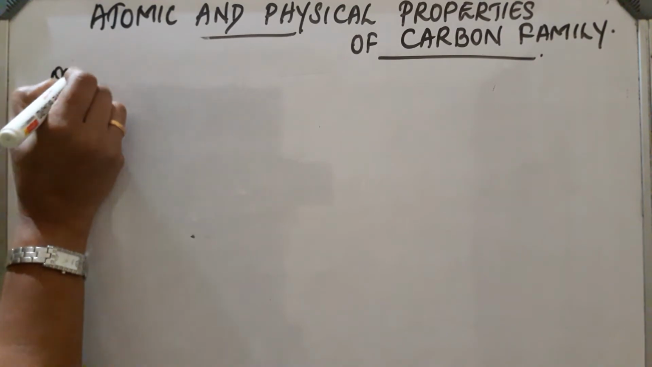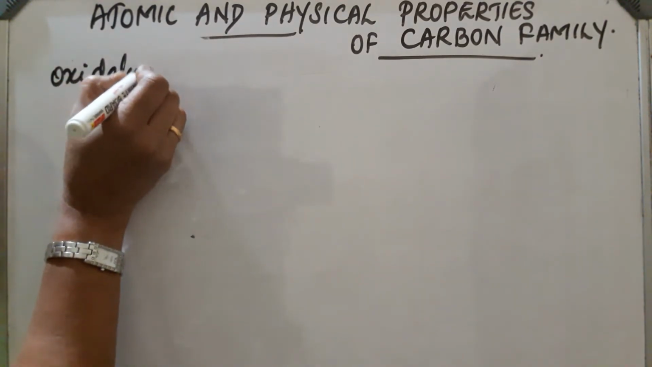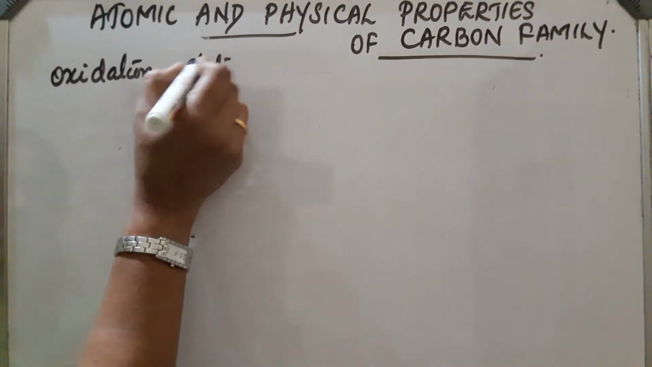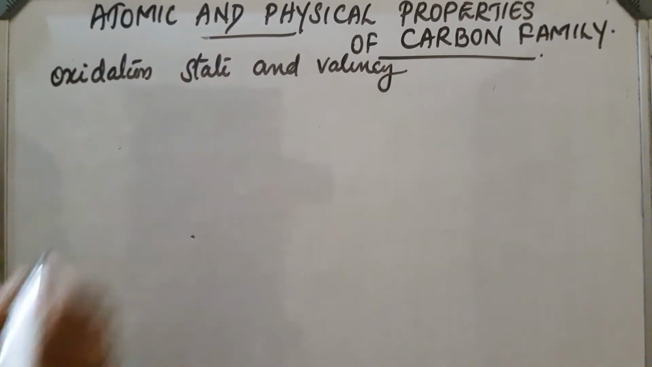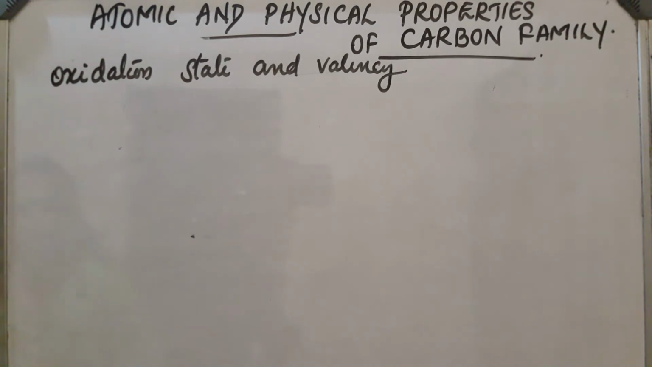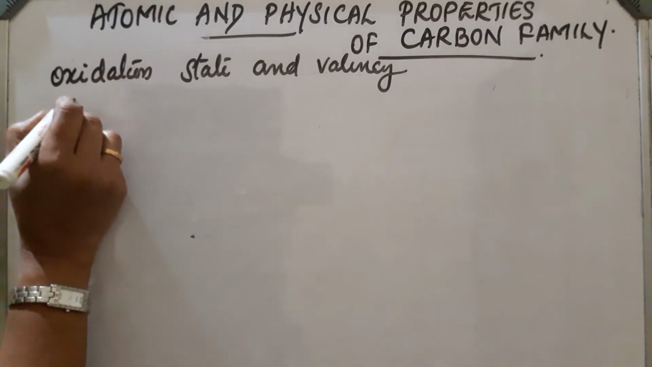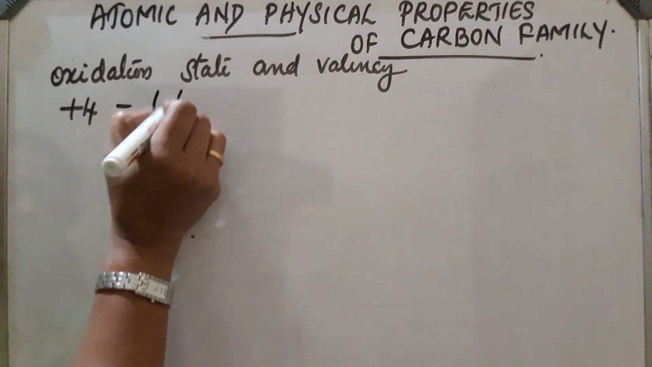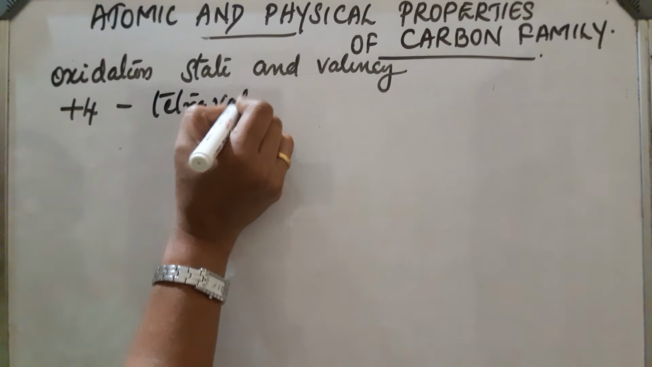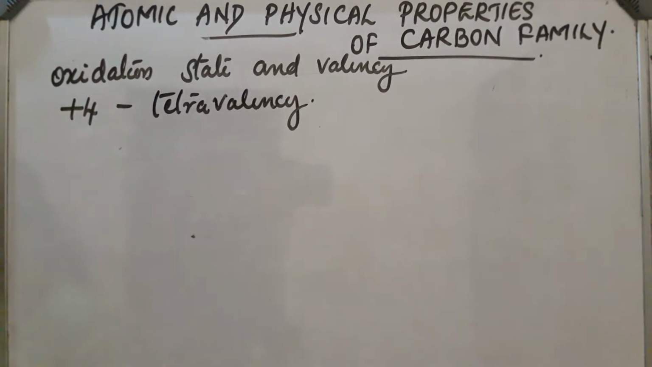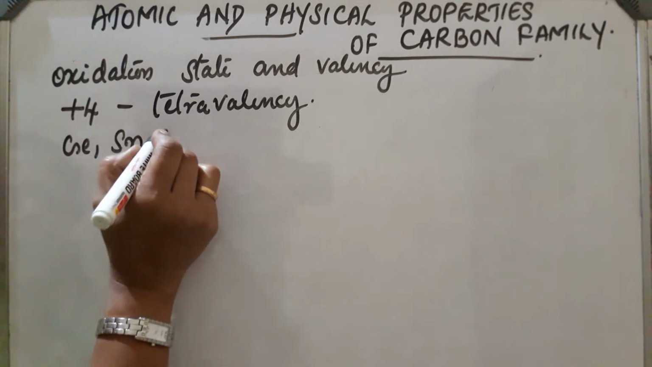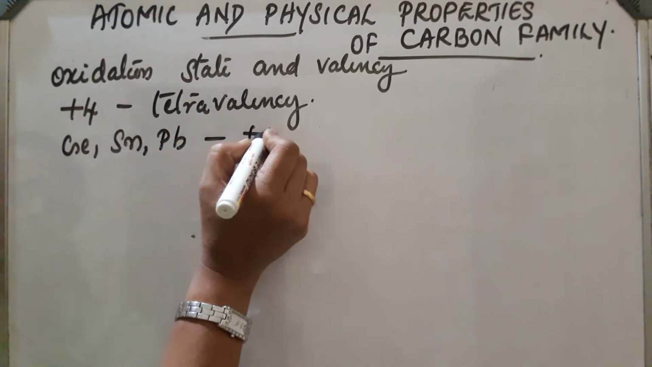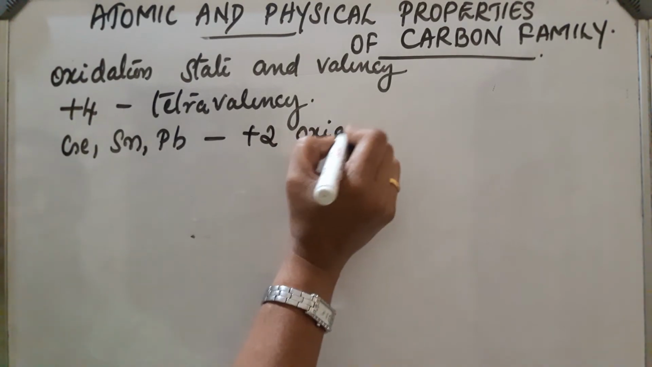Next, oxidation state and valency. Okay, so due to their electronic configuration, the oxidation state is +4, due to tetravalency. But the heavier elements, that is germanium, tin and lead, are having +2 oxidation states also.